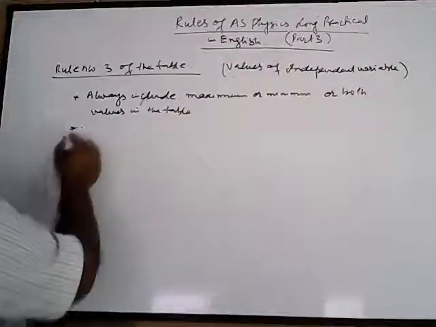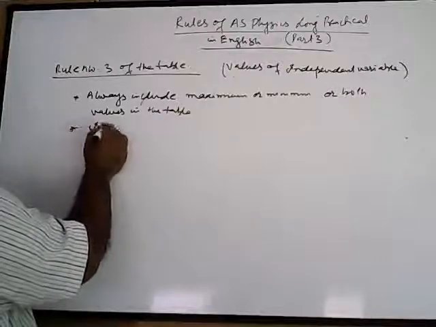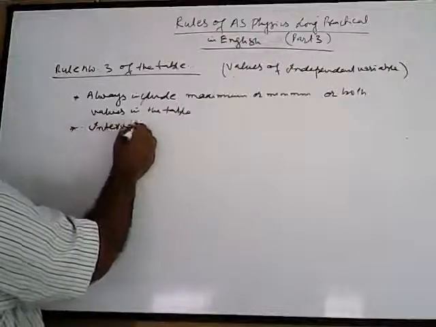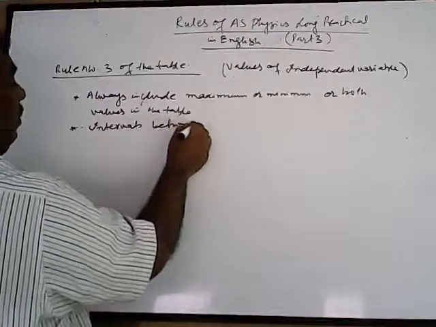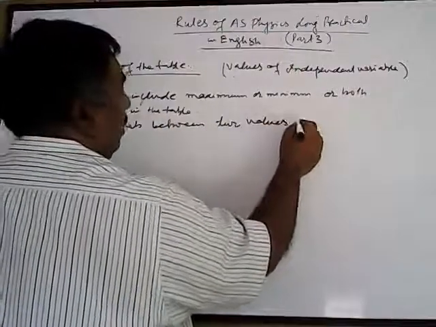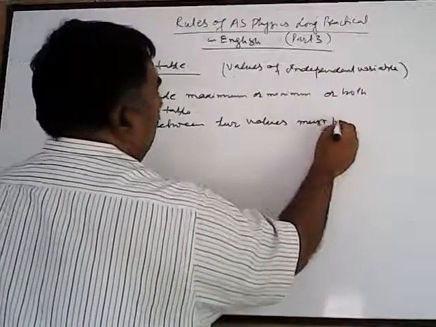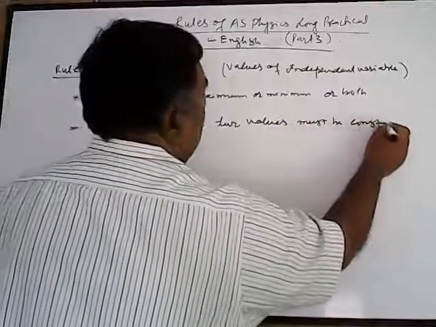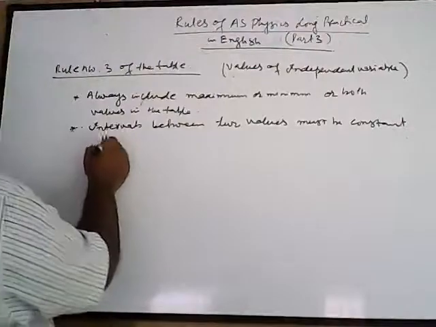Number 2: intervals between two values must be constant if possible.